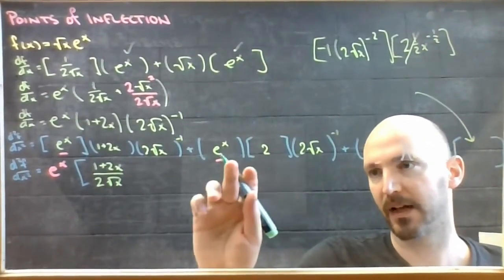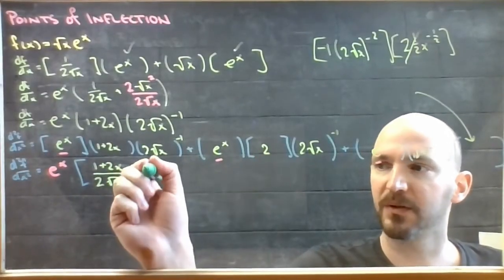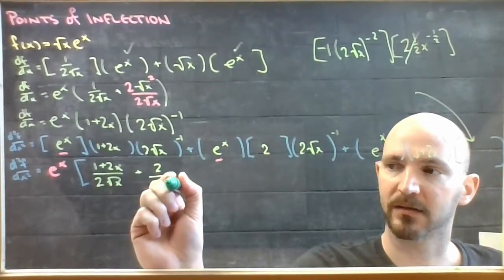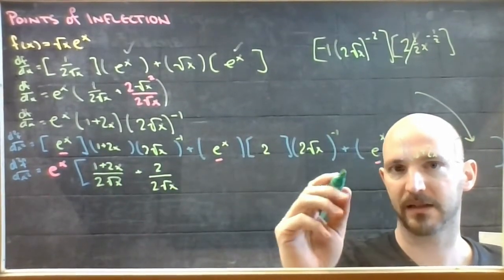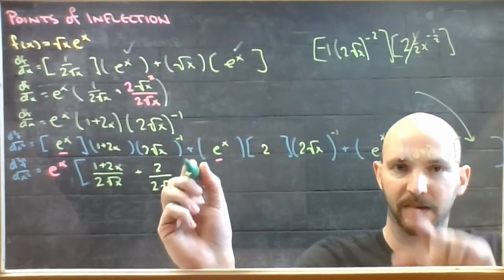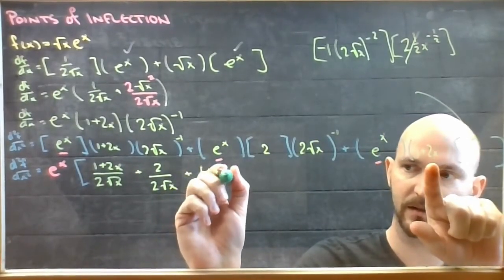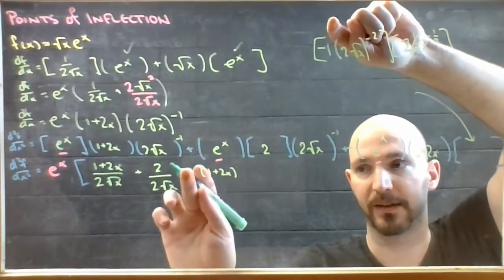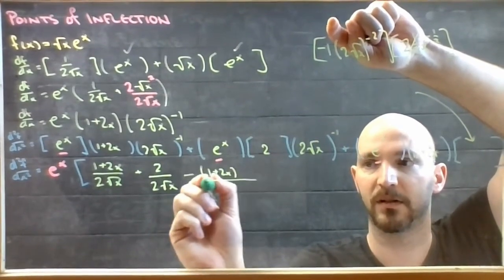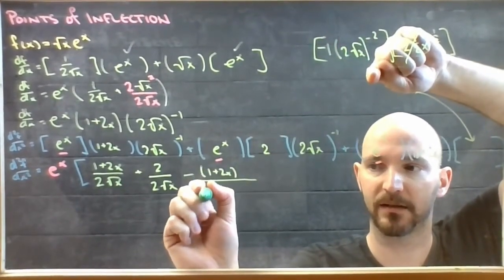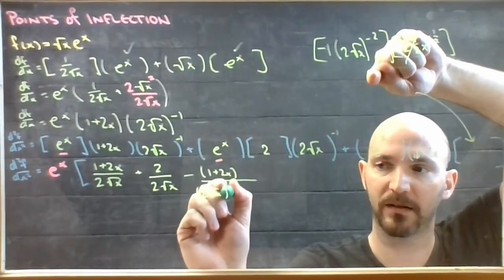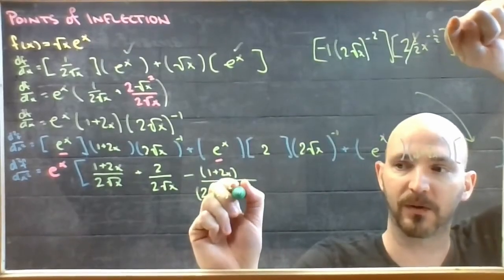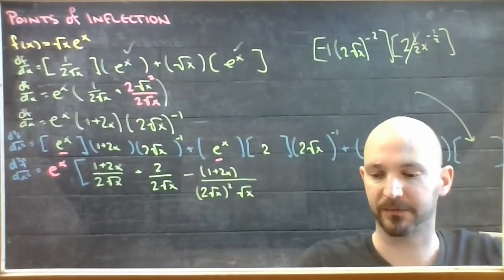In this piece, my e to the x is gone. That leaves me with a 2 over top of a 2 root x. And in this piece, once that is gone, I'm left with a 1 plus 2x. It's negative, so that's going to change. And I have a 2 root x squared in the denominator. And I have another root x down there as well.